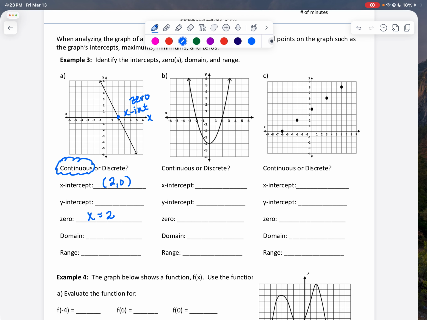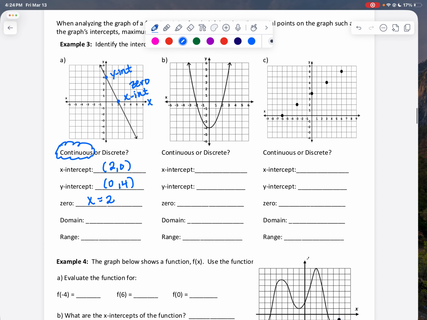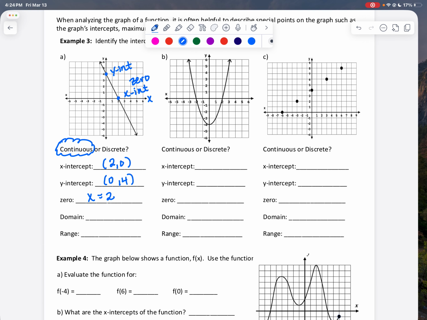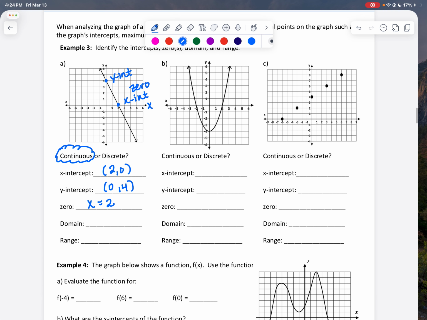Now, the y-intercept is where that linear function, that line, touches the y-axis. So this particular line touches right here, and let's label that. So label your graph for me, please. Y-intercept. And so that would be the ordered pair (0, positive 4).